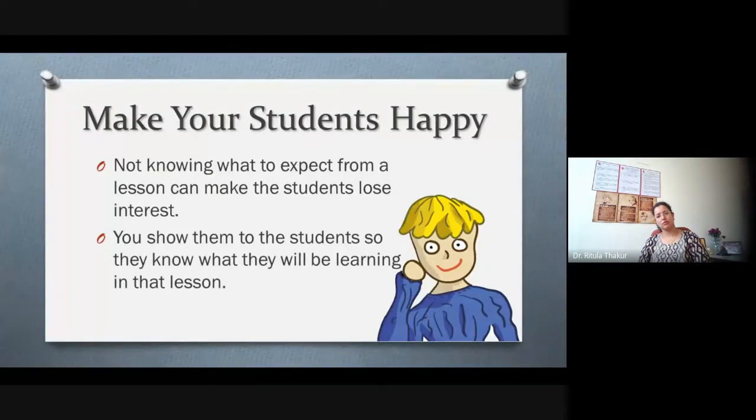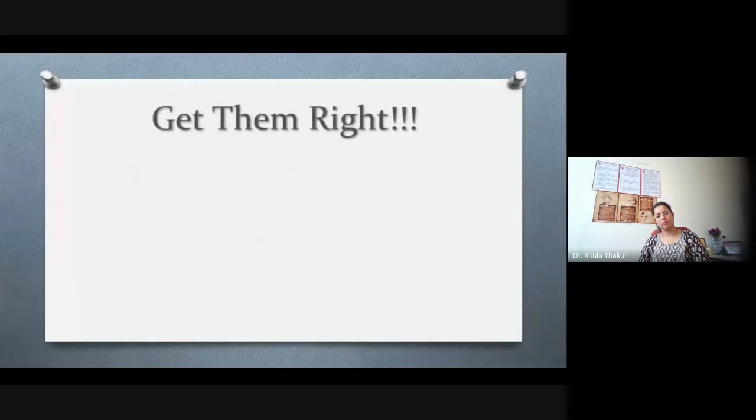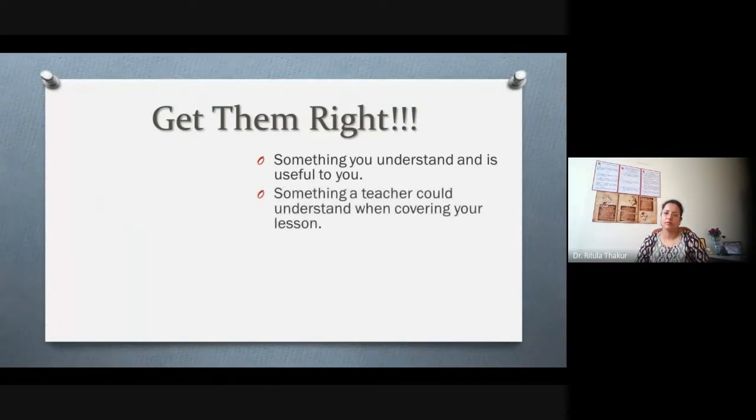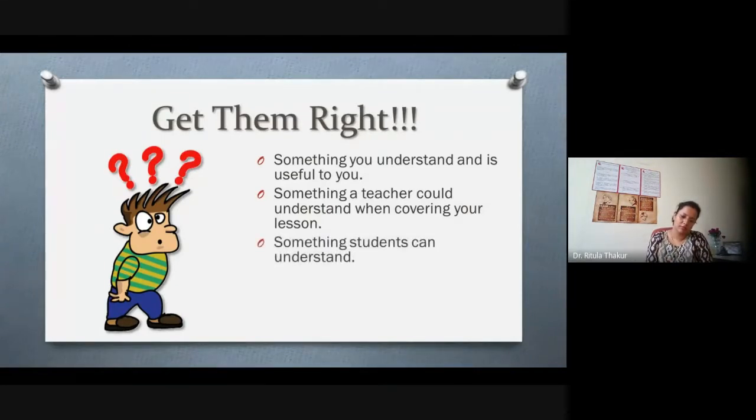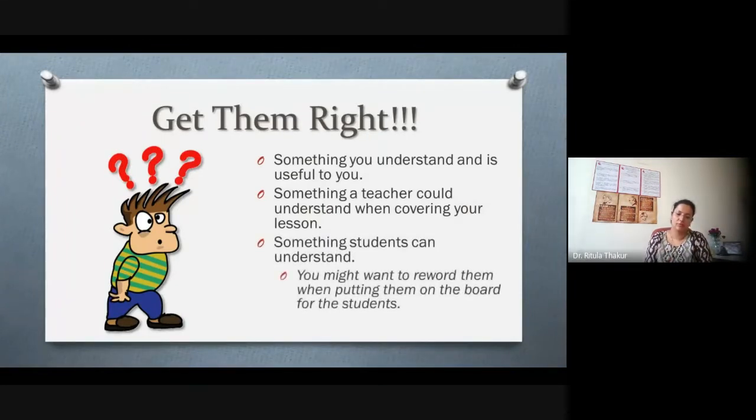It is very important to get your objectives right. The objectives need to be something that you understand and is useful to you. But it also needs to be something that another teacher could understand if they're going to cover your lesson. But don't forget, we're going to be showing these to our students. If the language is too complicated, they could get very confused. Therefore, they also need to be something that the students can understand. And so you may even need to reword them before putting them on the board for your students.